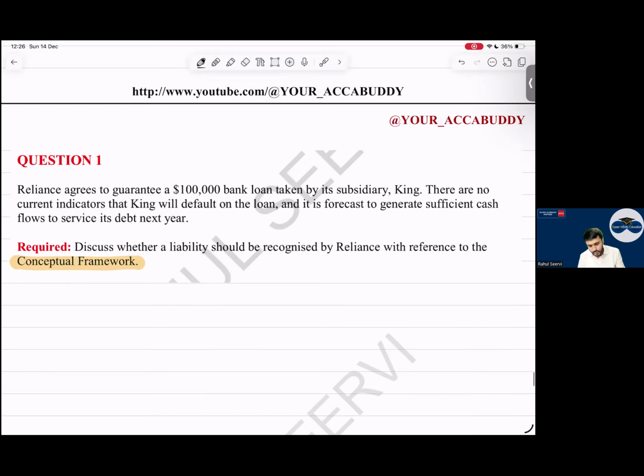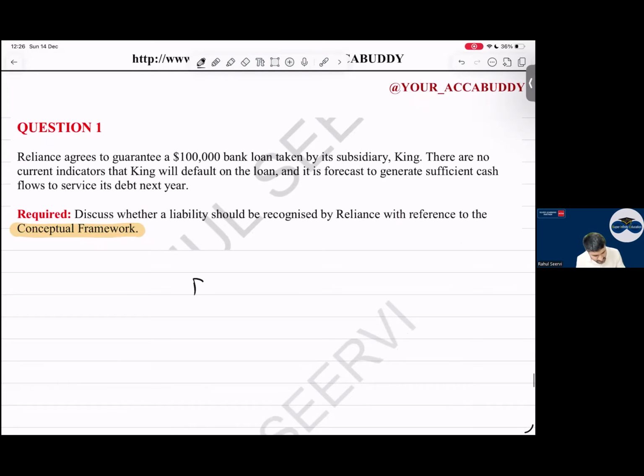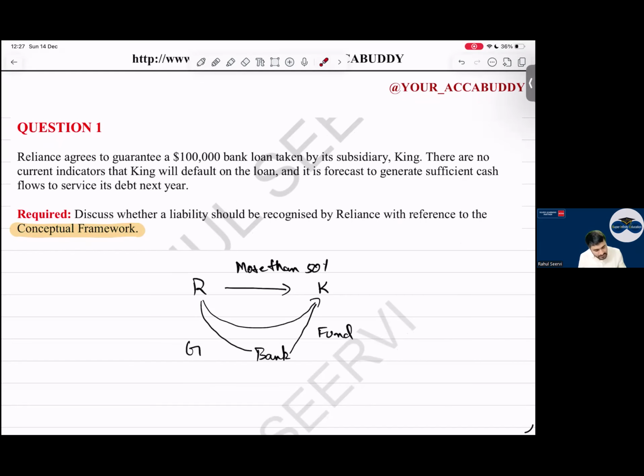Now, tell me everyone, what do you think? Discuss whether a liability should be recognized by Reliance company. So what is the case, as I understand? Reliance has a subsidiary, King company. Subsidiary means more than 50% holding as of now. Reliance company is giving a guarantee to a bank, saying provide the funds to K company, that is King, and if K company does not pay, then who will pay ultimately? If K company will not pay the amount, then who will pay the amount?